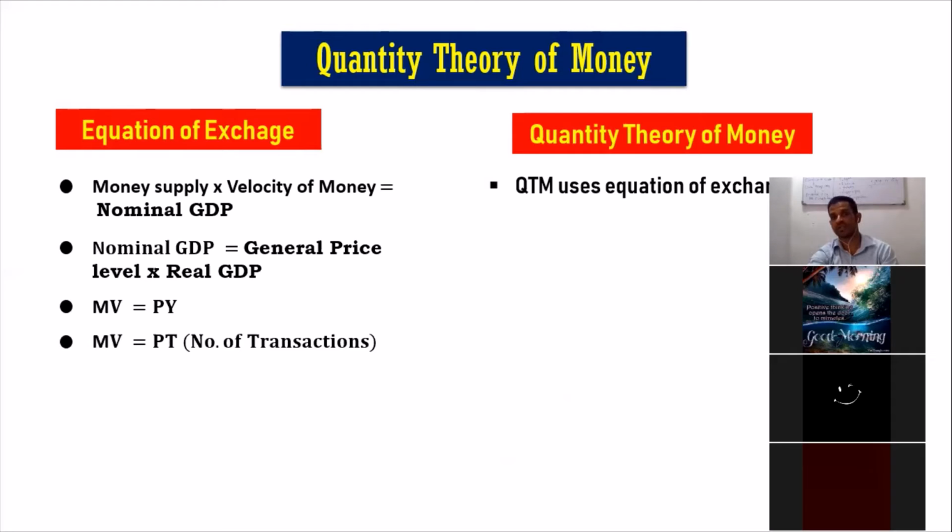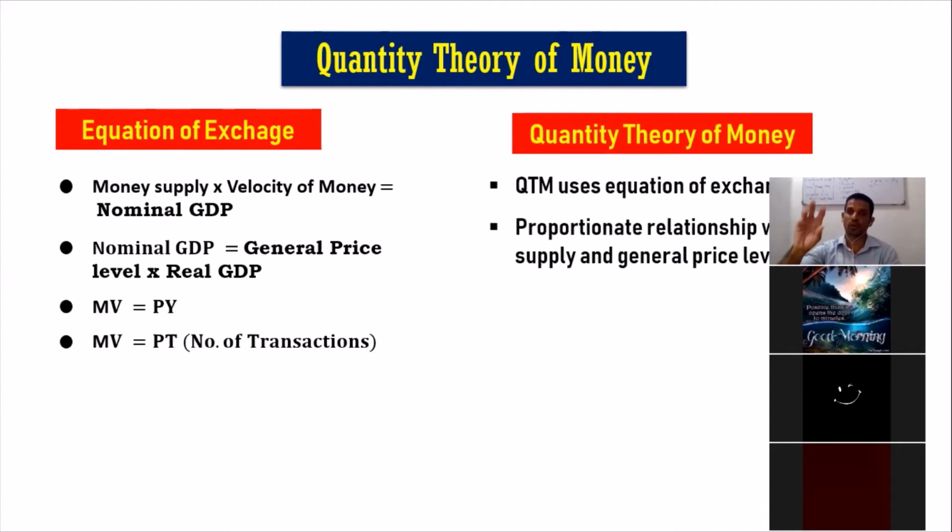Quantity theory of money, as I said, uses the equation of exchange to show the proportionate relationship between money supply and general price level. In the equation, you can see one side is money supply, thinking velocity remains constant. The other side is general price level, thinking real GDP remains constant. From one side, velocity of circulation remains constant. The other side, real GDP remains constant. Then you know what happens. If money supply increases by 5%, general price level has to increase by 5%. Okay. You see that? That's the equation.